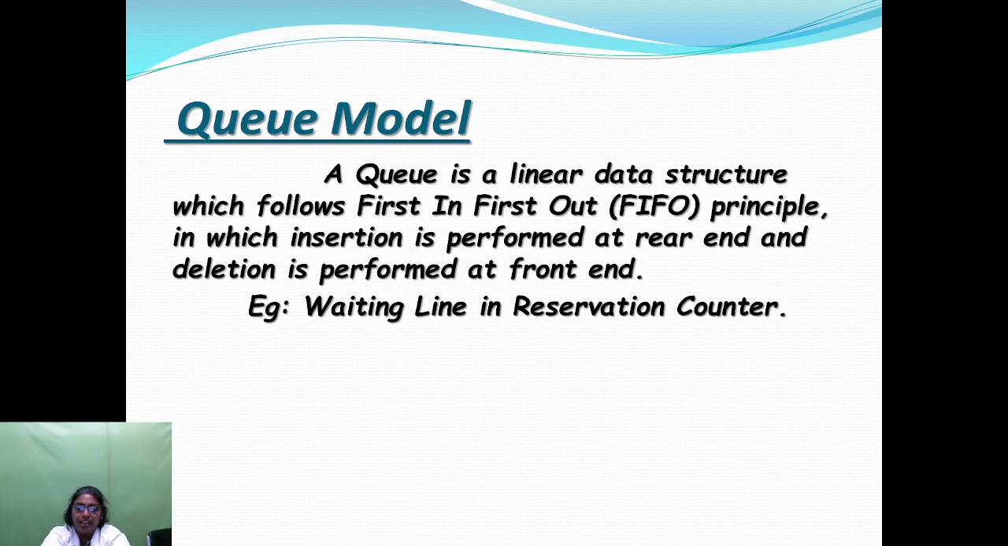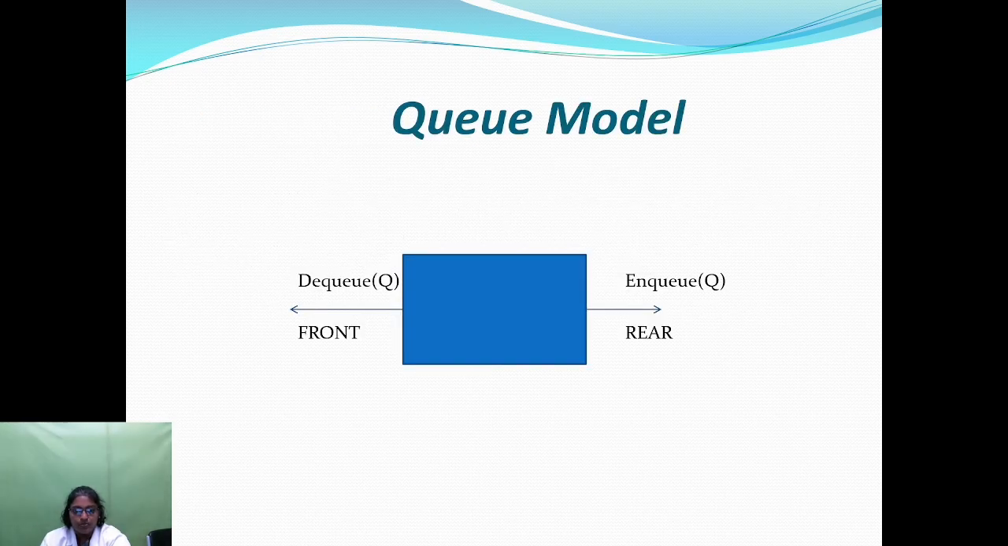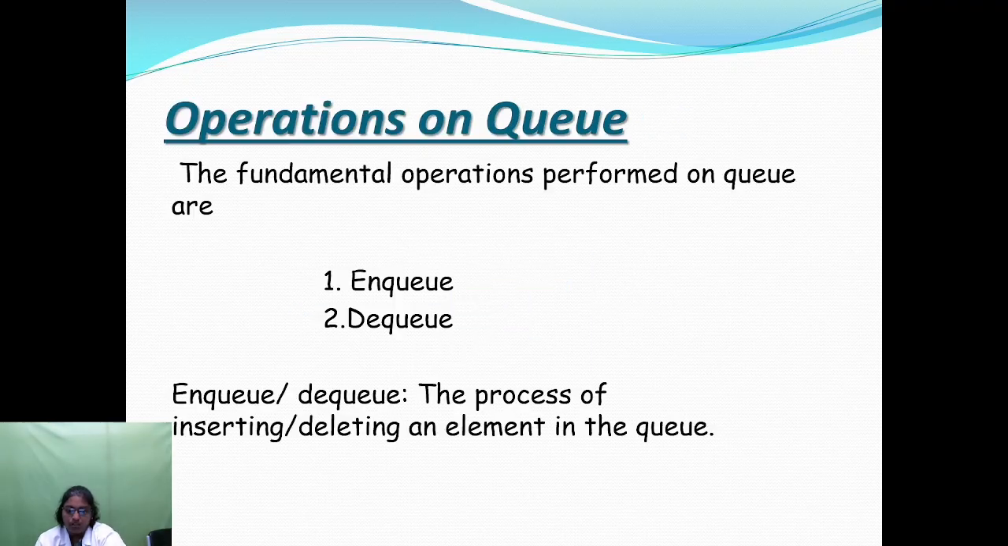An example is a reservation counter. The first person who comes gets the process done and goes. Adding is done at the back side, but processing happens at the front side. Whoever comes first does the reservation first. So DQ happens at the front and NQ happens at the rear end. The fundamental operations are NQ and DQ, the process of inserting and deleting in the queue.